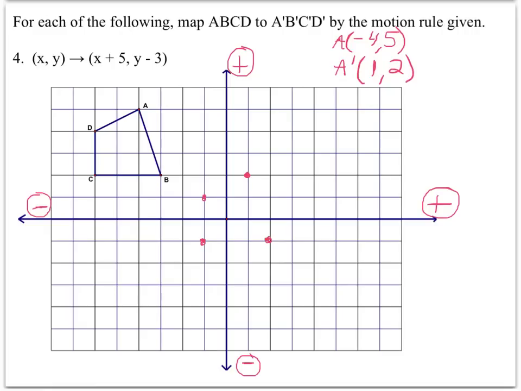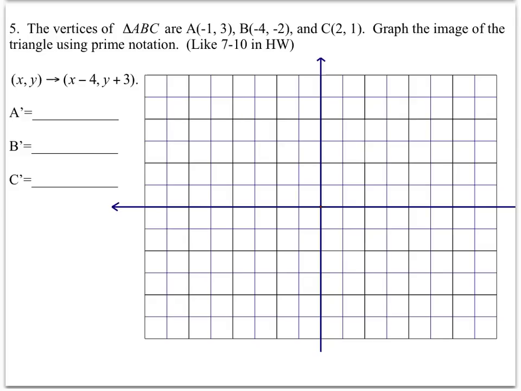Now I can redraw this figure, and this will be my translated figure. I do have to label this properly. Since D moved to this point, I'm going to call this D prime. Here's A prime, B prime, and C prime. Now I have the pre-image represented by A, B, C, D, and the image represented by A prime, B prime, C prime, D prime.